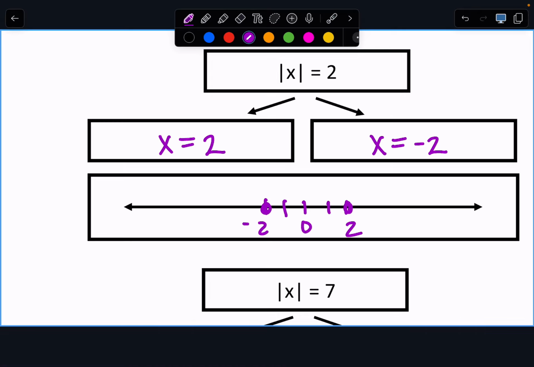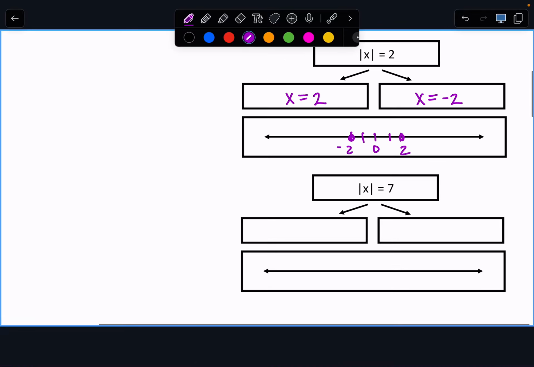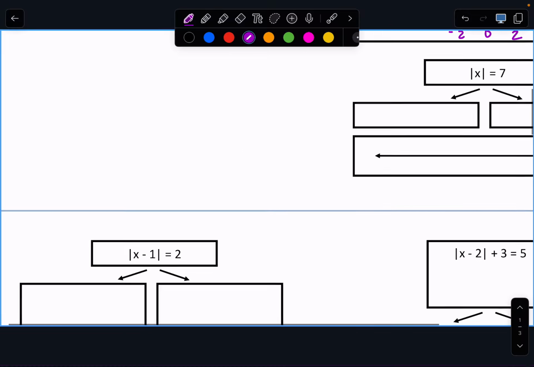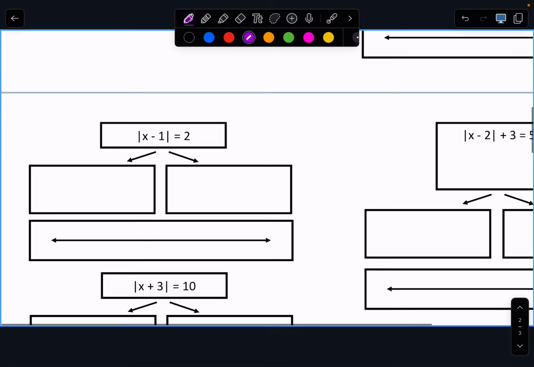Okay, let's check just to make sure. What's the absolute value of 2? 2. Okay, that's good. What's the absolute value of negative 2? Okay, good. We have the right answer. Okay, you know what? Kind of short on time. So we're going to skip this one because we know what it's going to be, right? 7 and negative 7. Okay. All right, go to the next page.